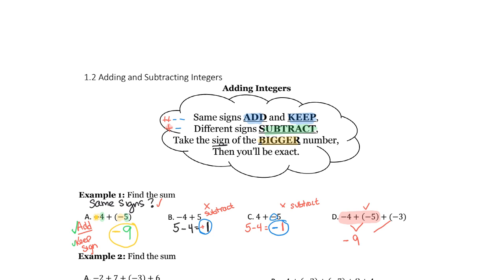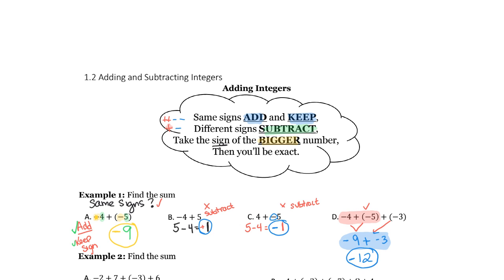And now we're going to bring down this plus -3. So now we're looking at -9 plus -3. So now we're really solving this problem right here. So are they the same signs? Yes. So same signs, add and keep. So we add 9 plus 3, which is 12, and then we keep the sign, which is negative. So then that's our answer.